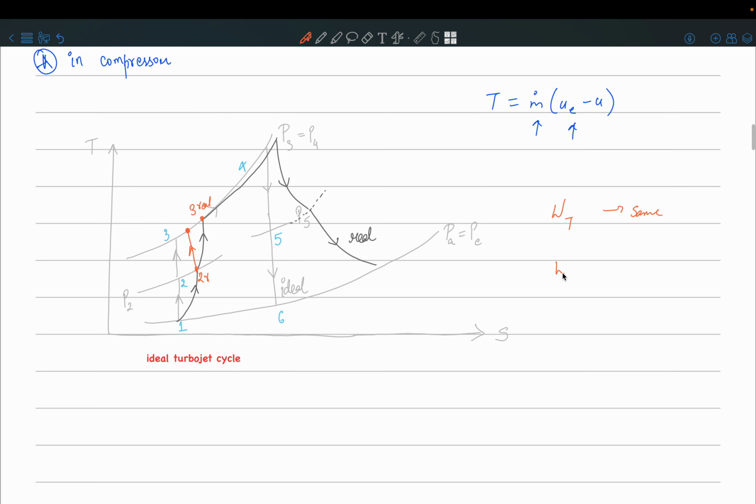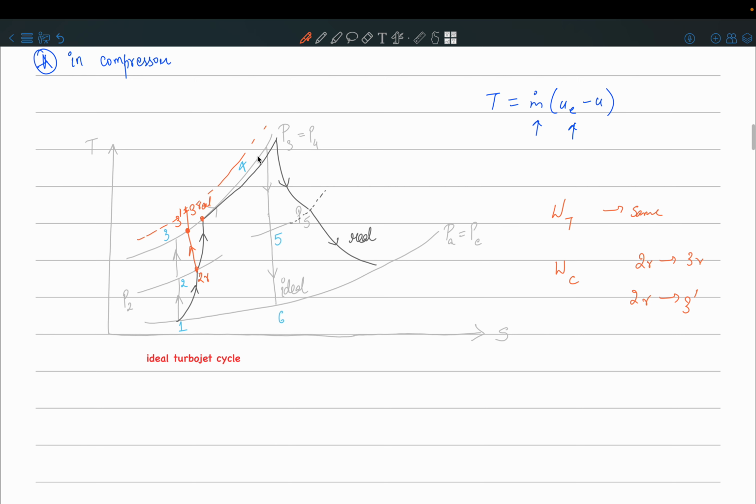Okay, but what about the work from the compressor? Earlier you were going from 2 real to 3 real, but now you are going from 2r to 3 prime. Now the work that your compressor needs is actually lesser. So what will happen if the turbine is providing more work than what the compressor needs? It will raise the pressure. So now you will go to higher pressures, and the moment you go to higher pressures, then for the same amount of fuel added, you will also reach higher temperatures.